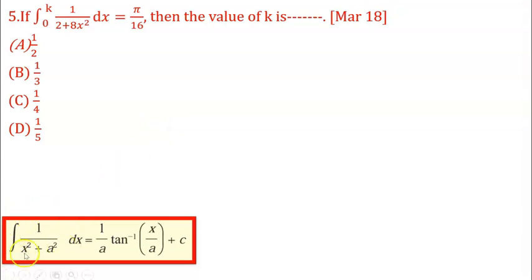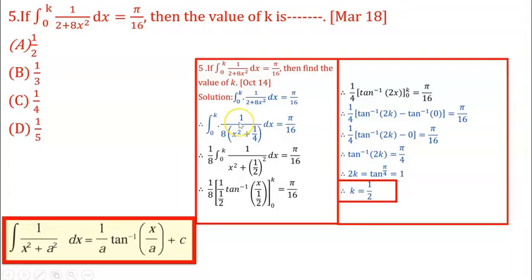The integral of 1 upon x square plus a square dx is equal to 1 upon a tan inverse of x upon a plus c. Now see the solution of this problem. First of all, from the denominator, take 8 as common. Then in the bracket, you will get x square plus 1 upon 4 dx. And now take this 1 upon 8 outside the integral sign. Therefore, 1 by 8 integral from 0 to k of 1 upon x square plus 1 by 4, which is the square of 1 upon 2, dx.